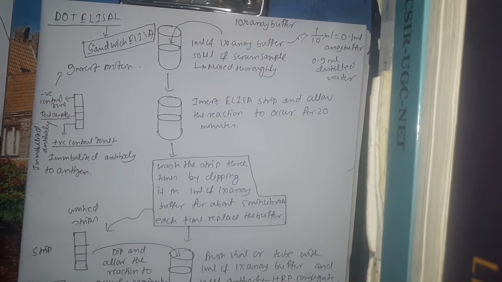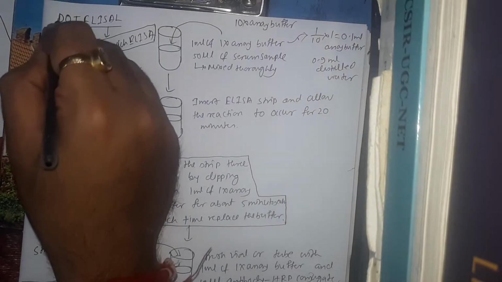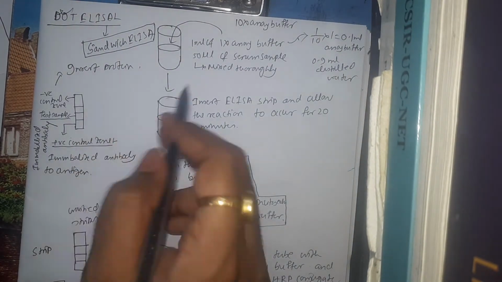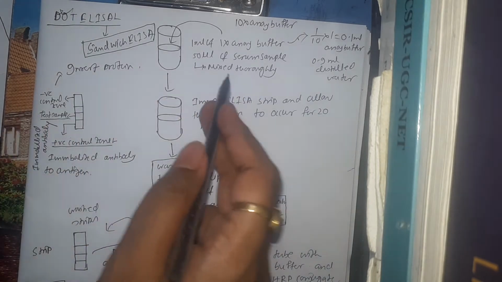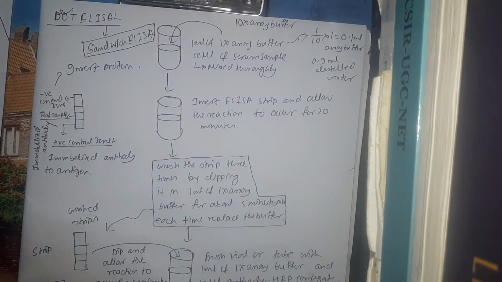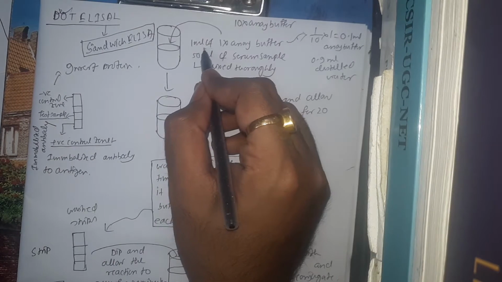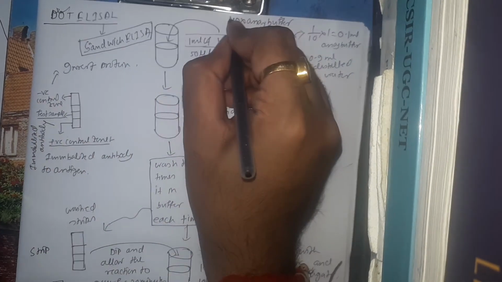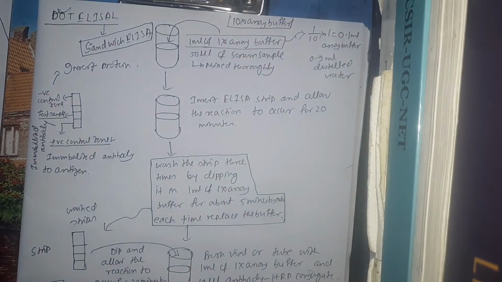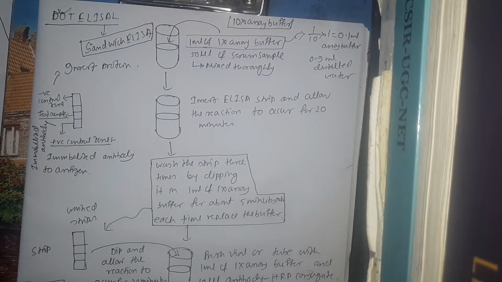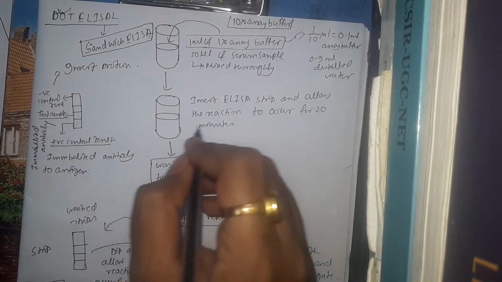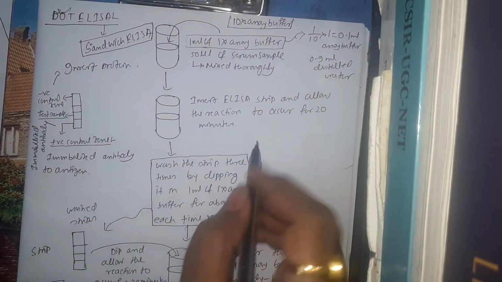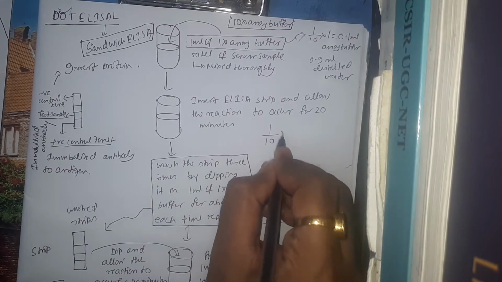Okay, so let's start. For doing dot ELISA, you need a test tube where you will add 1 ml of 1x assay buffer. Now, 1x assay buffer will not be provided to you. You will be provided with 10x assay buffer, and you need to convert it into 1x assay buffer. How can you convert it? This is very simple. You need to know this simple calculation.